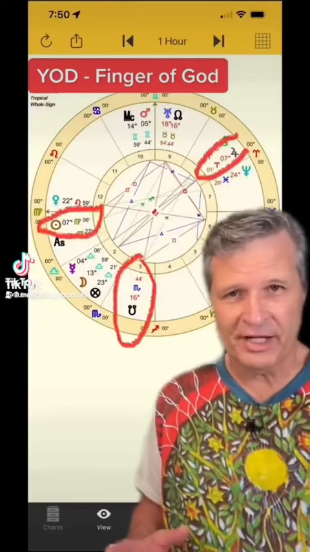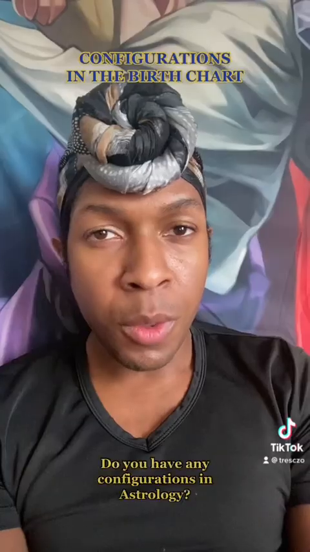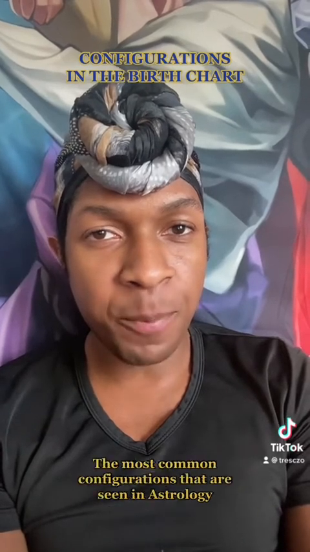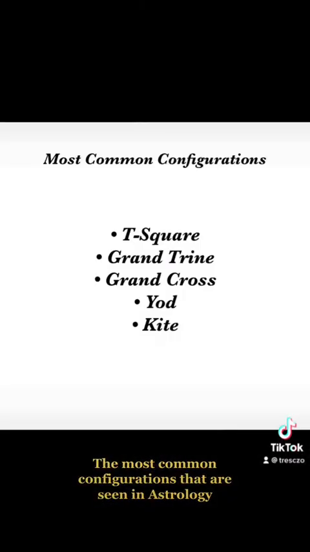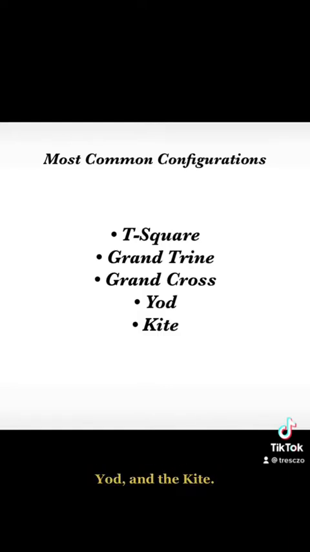Today on Tuesday, in the next several days, we have the finger of God pointing at all of us. Do you have any configurations in astrology? The most common configurations that are seen in astrology and that we'll talk about today are the T-square, Grand Trine, Grand Cross, Yod, and the Kite.